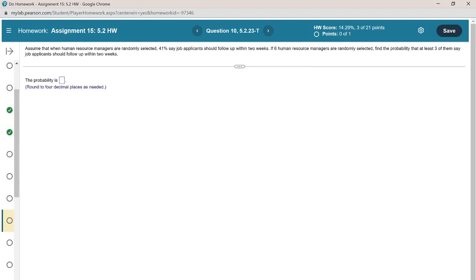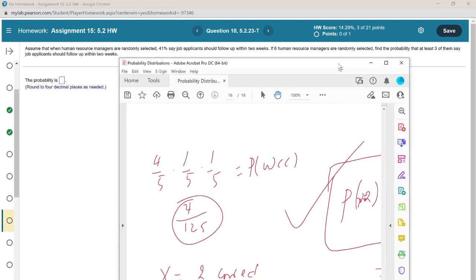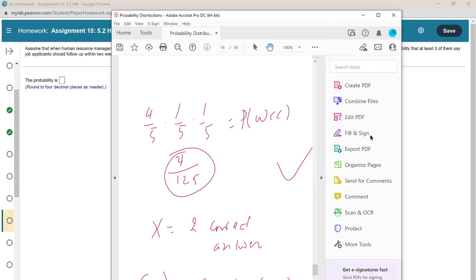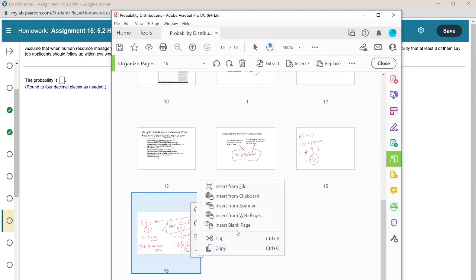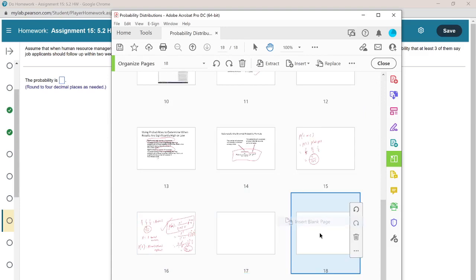Assume that when human resource managers are randomly selected, 41% say job applicants should follow up within 2 weeks. If 6 human resource managers are randomly selected, find the probability that at least 3 of them say job applicants should follow up within 2 weeks. So keep in mind, I'm going to use both Excel and a calculator for finding this information.